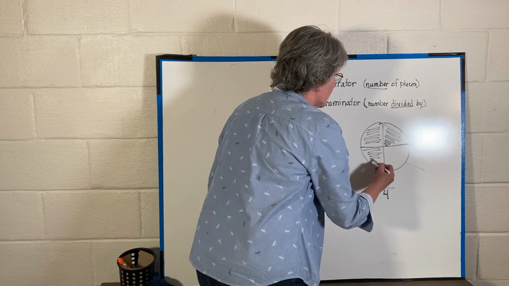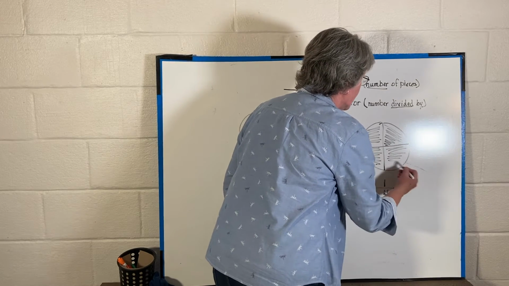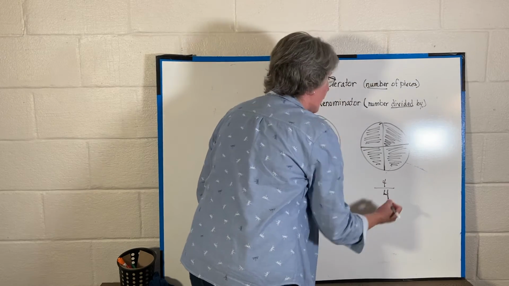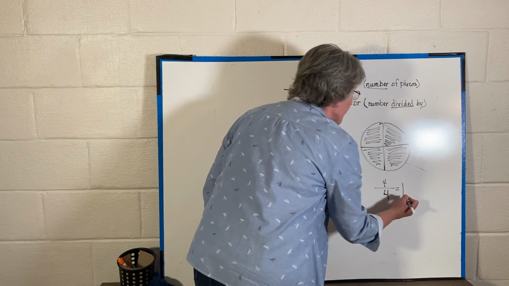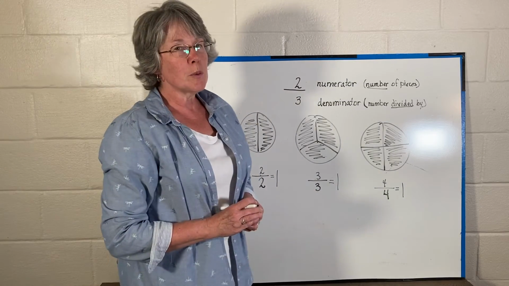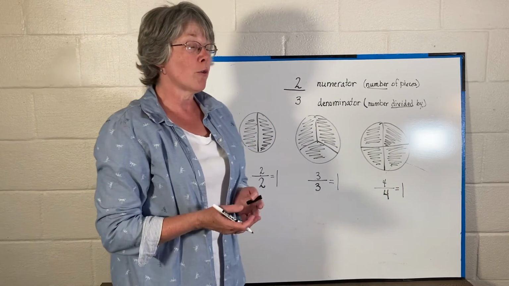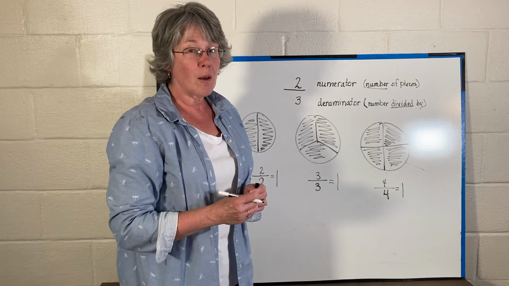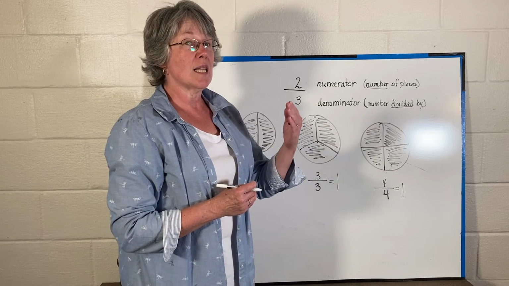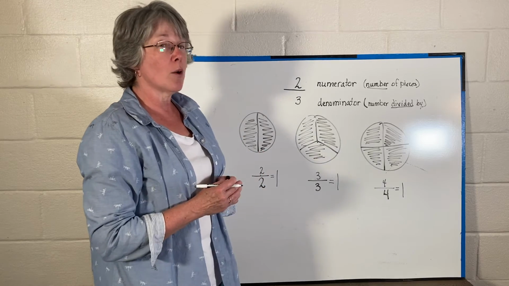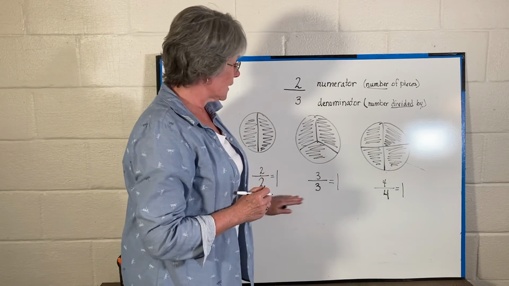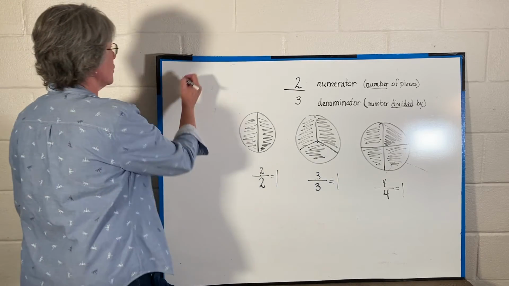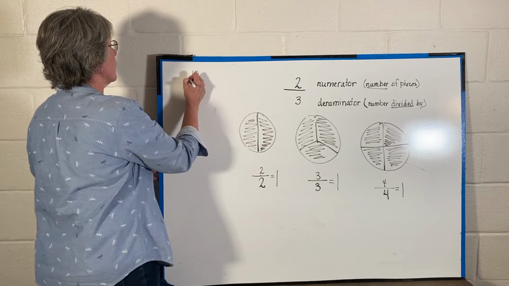This pizza is divided into 4 pieces. If I take all 4 of them, I have taken the whole pizza. This brings me to an idea that we will use over and over with fractions. Any number in the denominator plus the same number in the numerator will equal 1. Now we can see that here, and that's a good picture. But that's true of these numbers. You can choose any random number.